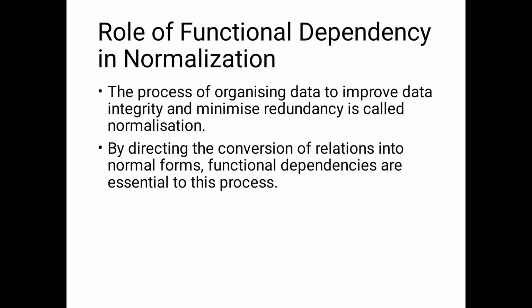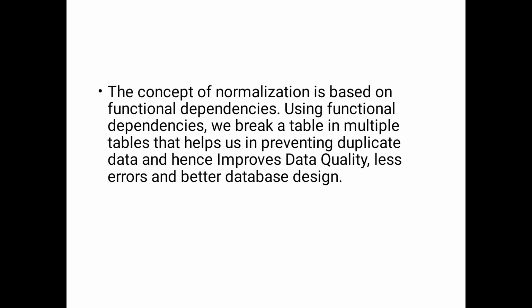For normalization, functional dependency is the most essential concept for reducing the dependency that occurs in a table. For that, we divide the table into a number of tables so that we can remove the unwanted duplicated data, and then combine them. Using functional dependency, we break the table into multiple tables, which helps prevent duplicate data and hence improves data quality, gives fewer errors and better database design.